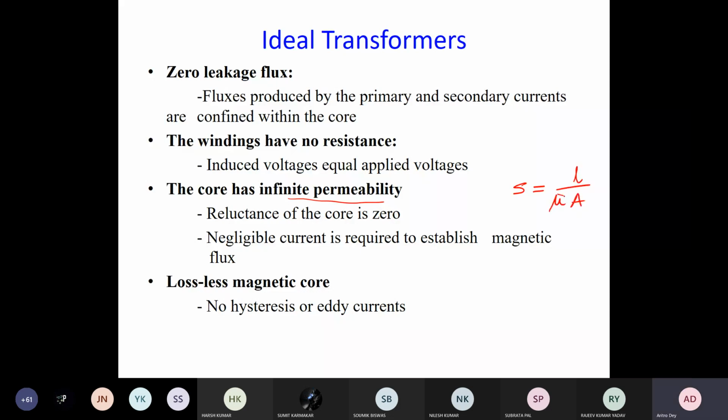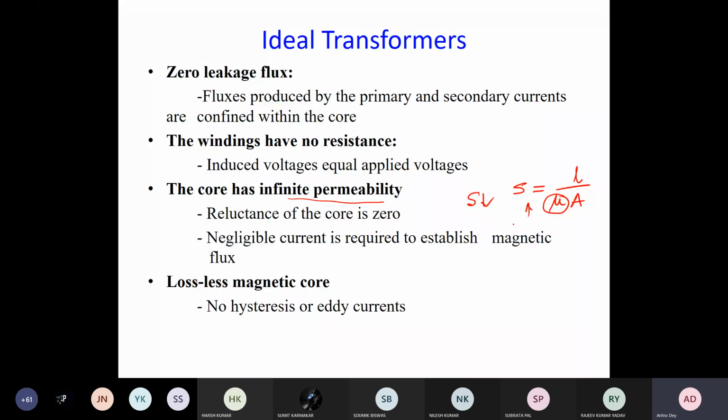So if your mu is high, your S is less. That is why when there was an air gap, your reluctance was more. When we were discussing the magnetic circuit, we found this. So if you take a very high mu magnetic circuit, then that reluctance will be less. Then a very small current is required to establish the magnetic flux through the circuit.